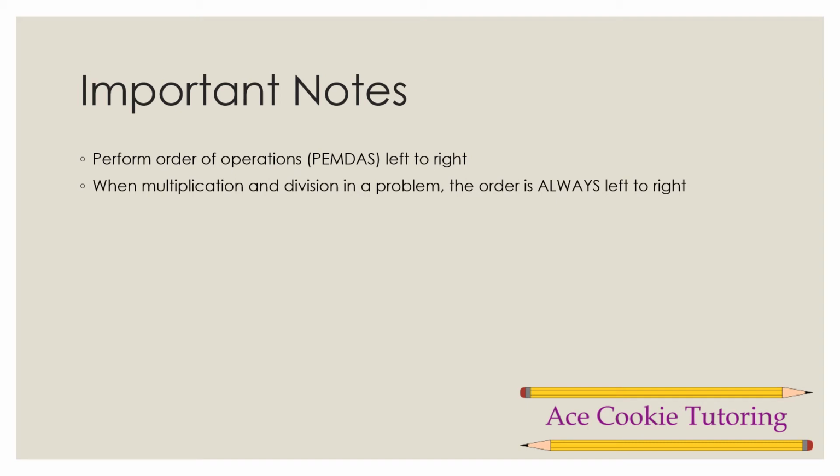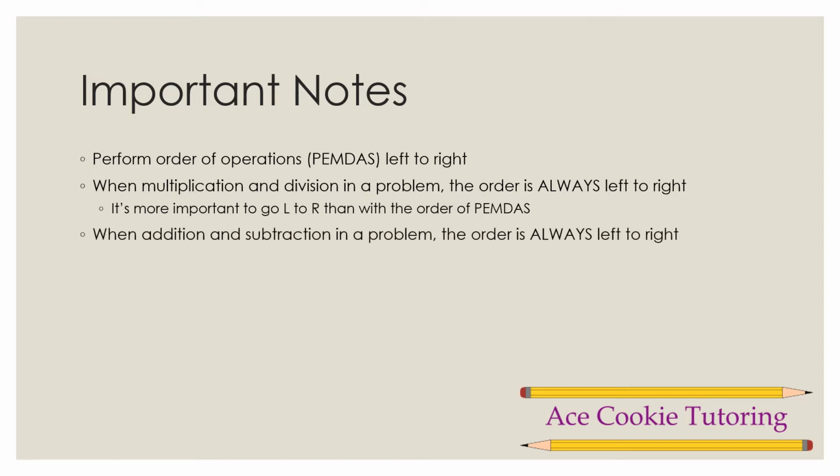Next, there are special rules if there are multiplication and division in a problem. So we'll see this when we get farther along in the video, but just know if there's multiplication and division, I'm going to go left to right. It doesn't matter what the order is of PEMDAS when it comes to multiplication and division. They're the same family, so we have to go left to right. Now, the same thing is true if I have addition and subtraction in a problem. I'm always going to go left to right no matter the order of PEMDAS or what is going on in the actual problem itself.